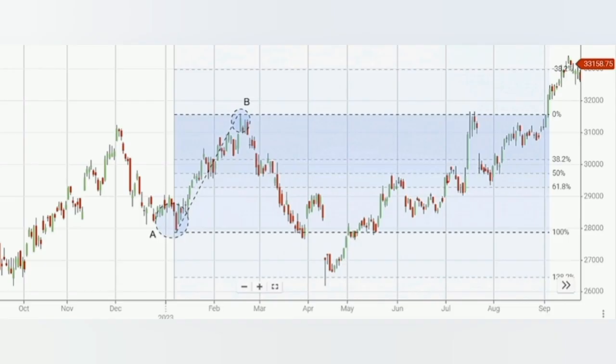2. Locate 2 or more significant swing highs in the price chart. 3. Connect these points with a straight line, placing it above the price to delineate the trend's resistance.